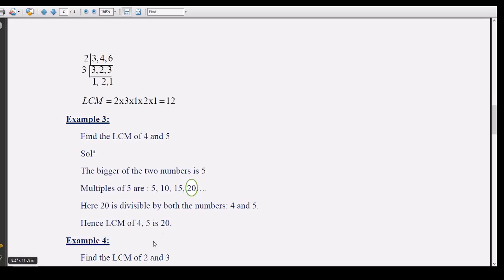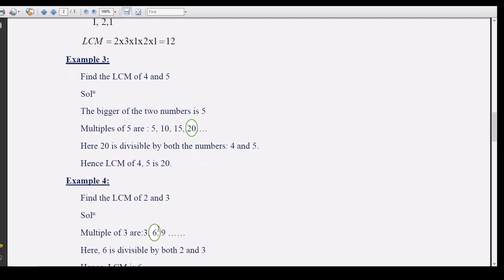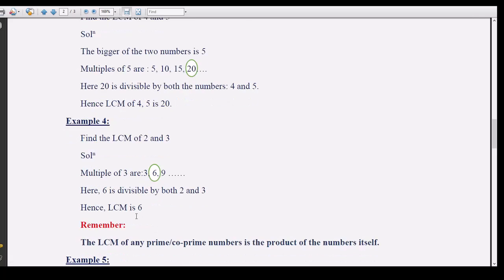Clear? Find the LCM of 2 and 3. Same thing here also. You look for the multiples of 3. 3 1 is a 3, 3 2 is a 6, 3 3 is a 9. Then just look at these multiples. You will find that 6 can be divided by 2, isn't it? 6 can be divided by 2. Therefore the least multiple will be 6. Clear?